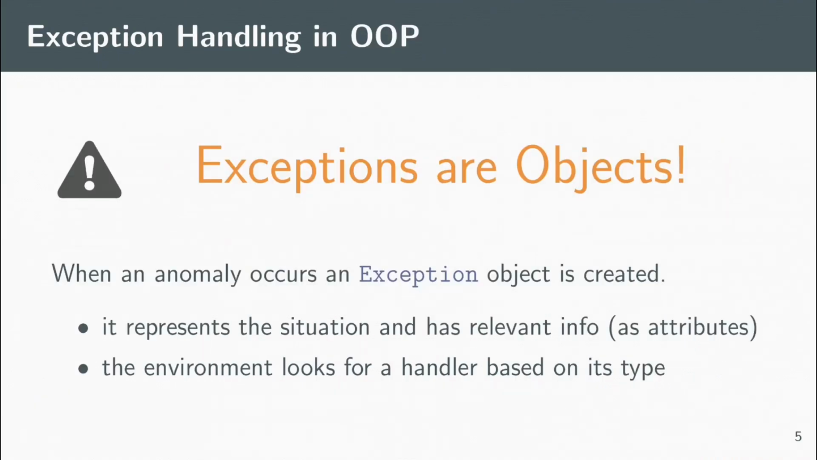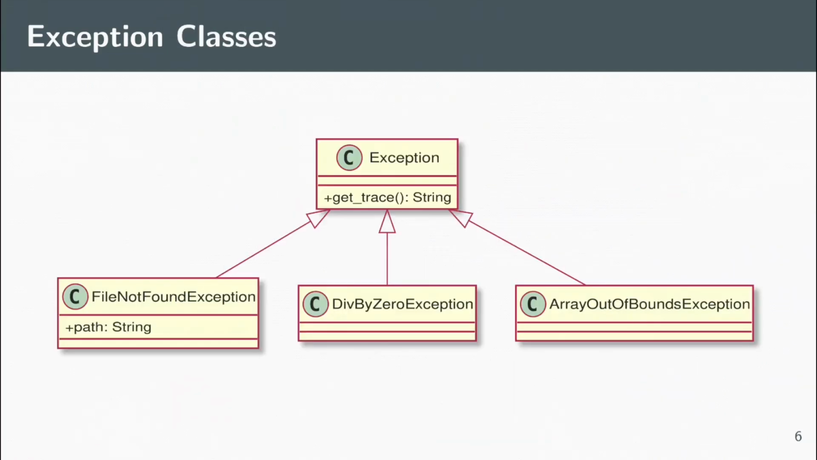One crucial aspect to remember is that exceptions are objects. An exception represents the anomaly with all its interesting information, such as the timestamp or the call stack at the time it occurred. As any other objects, exceptions can have attributes and methods, but they also have a type, and that is used to identify a suitable exception handler. These types of exceptions, of course, correspond to classes in a class hierarchy of different exceptions. For instance, you can have file not found, or division by 0, or array out of bounds exceptions, all subclasses of a common exception class.